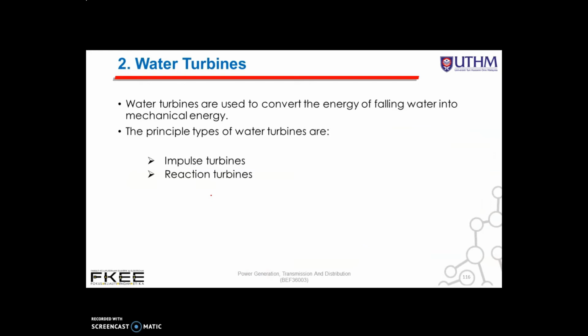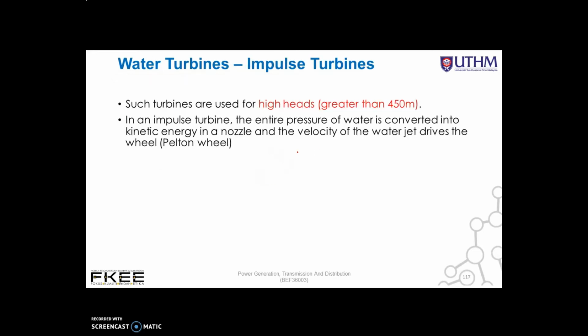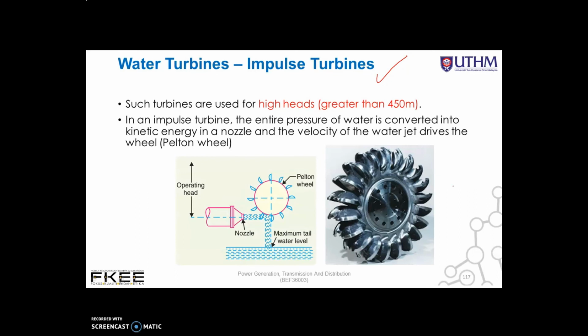Second is the water turbines. Water turbines are used to convert the energy of falling water into mechanical energy. The principal types of water turbines are impulse turbines and also reaction turbines. First we look at the impulse turbines. This is the figure of the impulse turbine.